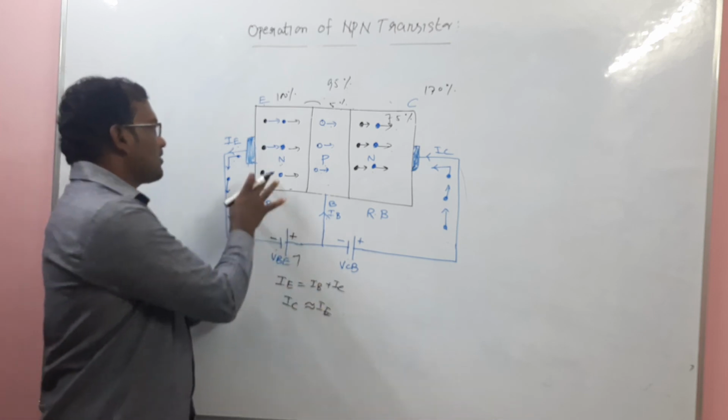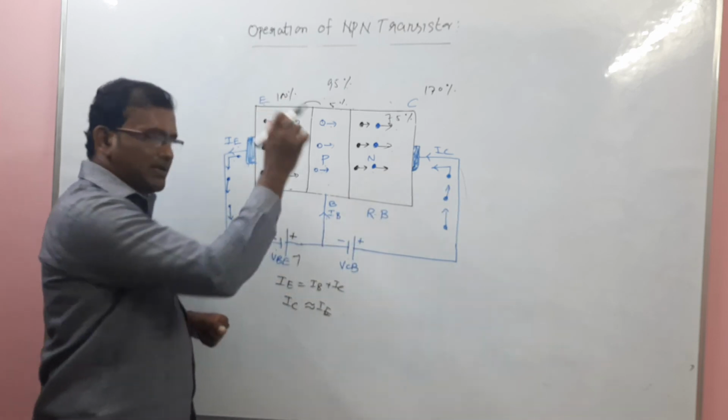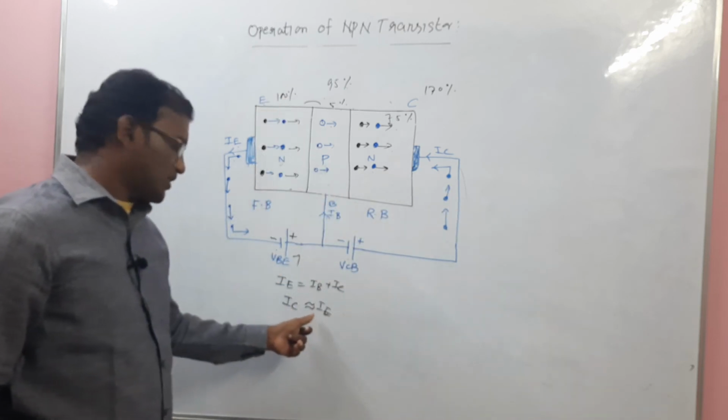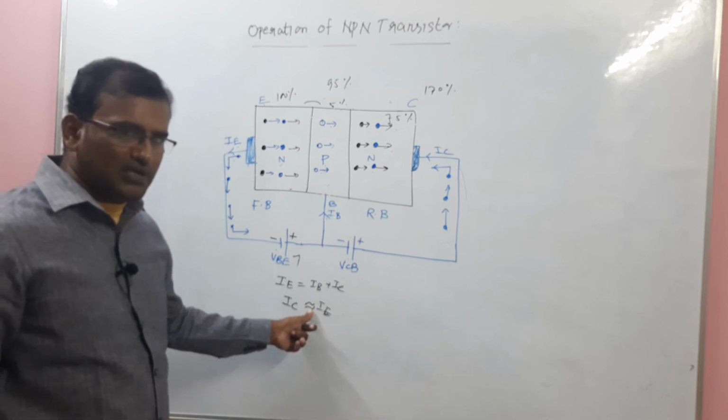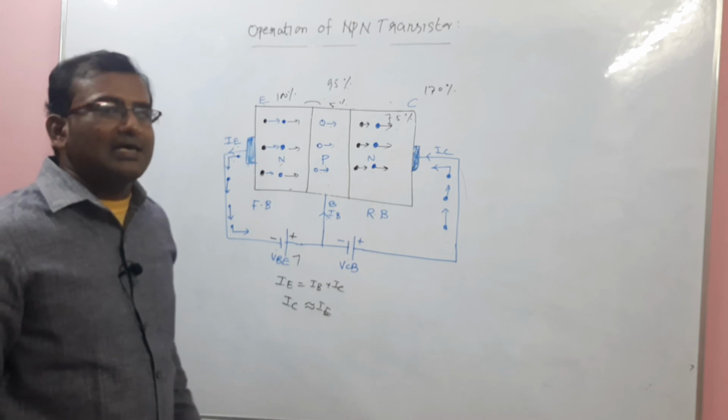The total current passing from the emitter is collected by the collector region and goes again to the emitter. That's why you can state the standard equation: IC is approximately equal to IE. So this is about the operation of the NPN transistor.